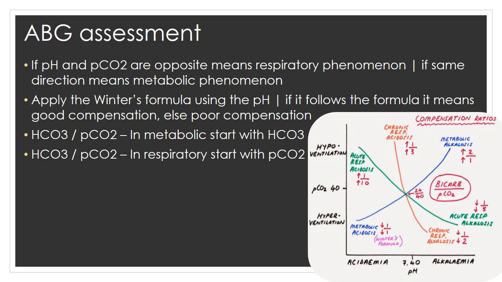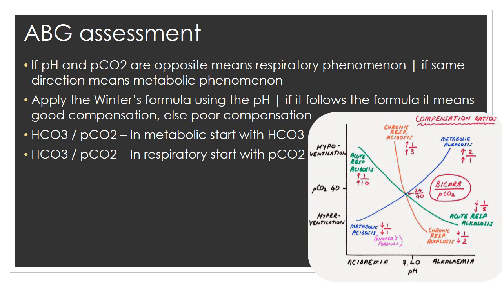Now what you need to do when you use the Winter's formula on the Davenport graph is that in any metabolic process which is on the blue curve, start with the ratio of HCO3 and PCO2, but start with bicarbonate. That means for every 1 point drop of bicarbonate, the PCO2 drops by a point. Whereas in metabolic alkalosis, for every increase in 2 points of HCO3, there is a 1 point increase in PCO2. Now if the values that you have follow the Winter's formula, means that there is good compensation. If it doesn't, it means that there is poor compensation.